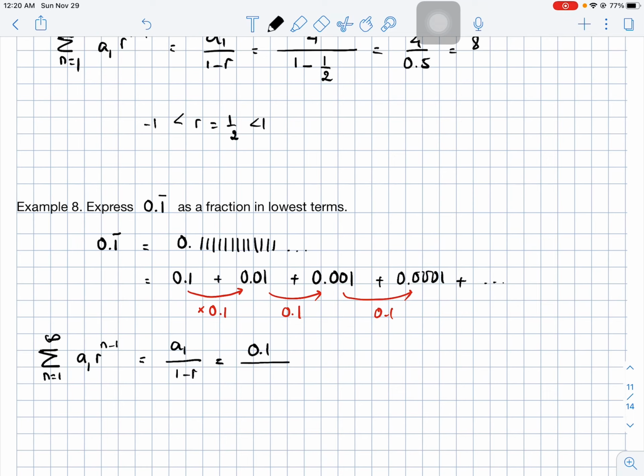a1 is 0.1 and 1 minus r is 1 minus 0.1. So 0.1 on the top, and 1 minus 0.1 in the bottom is 0.9. If I multiply top and bottom by 10, then I get 1 over 9. If you use a calculator, you do 1 divided by 9, you will get 0.111111.